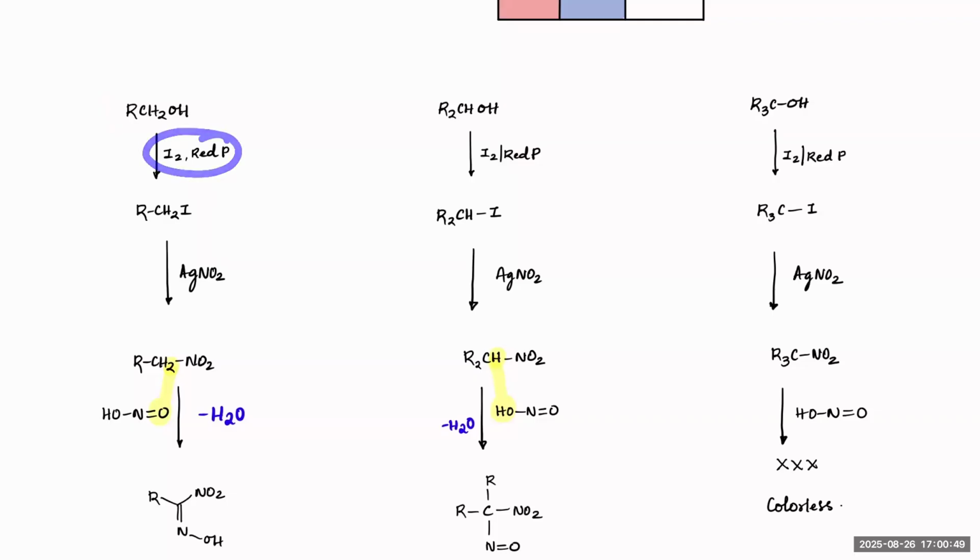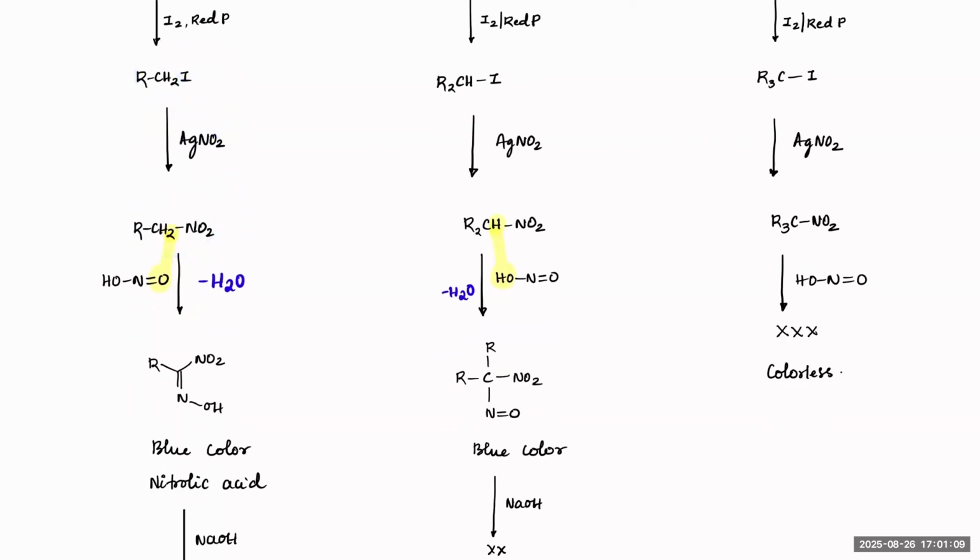Iodine with red phosphorus will convert this alcohol part into iodide. Then on treating with AgNO2, silver Ag plus and I minus can form a precipitate. So it forms a precipitate and takes this NO2 here. So you'll get a nitro substituted alkane, nitroalkane.